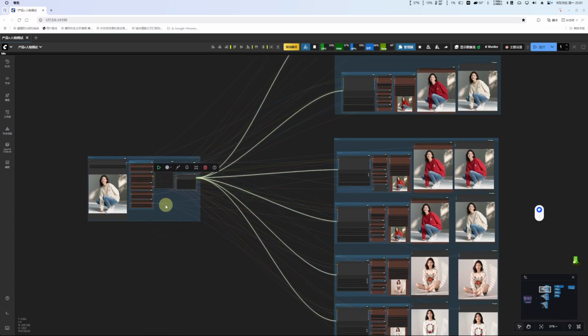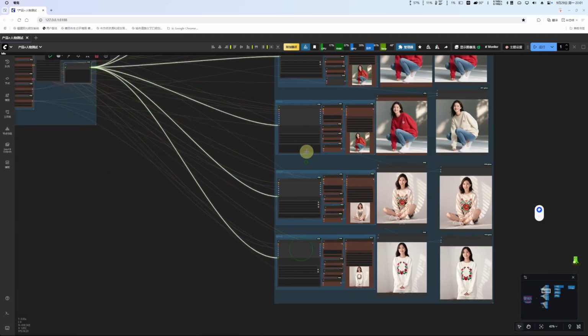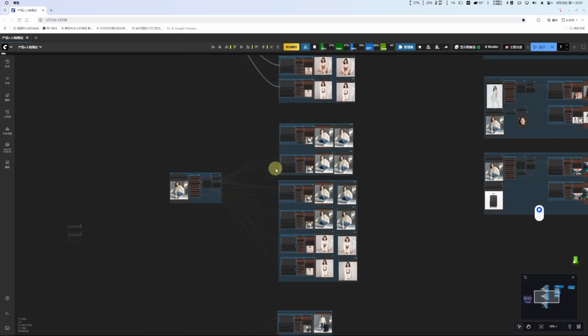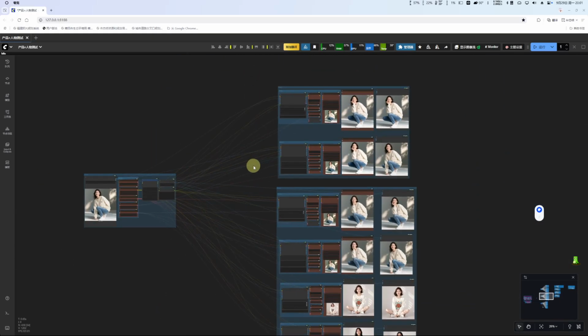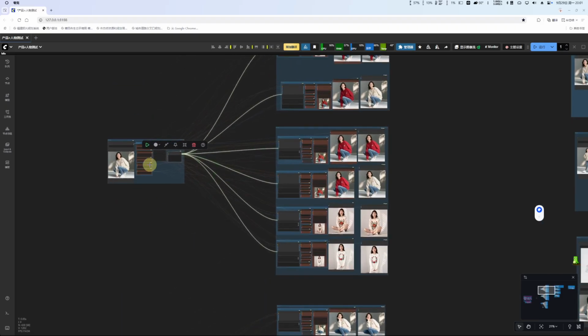As for the addition of LoRA, in fact, it does not affect our use. Now let's take a look at the second set of comparisons. The second set of comparisons is a test like this: we have made a simple redraw.